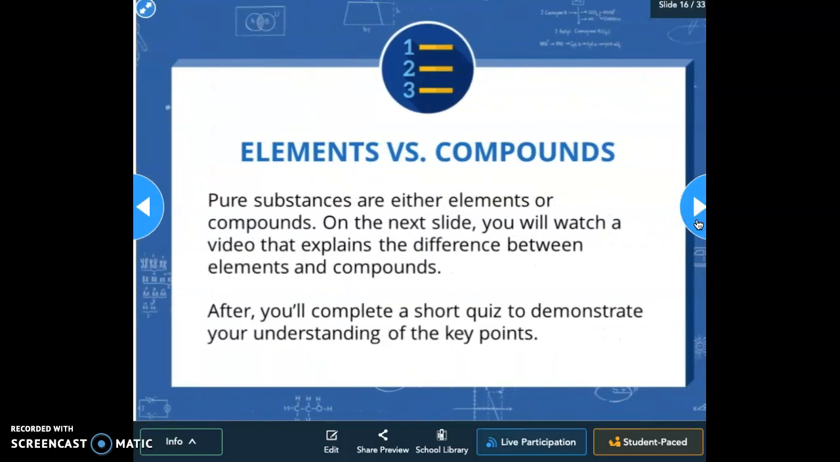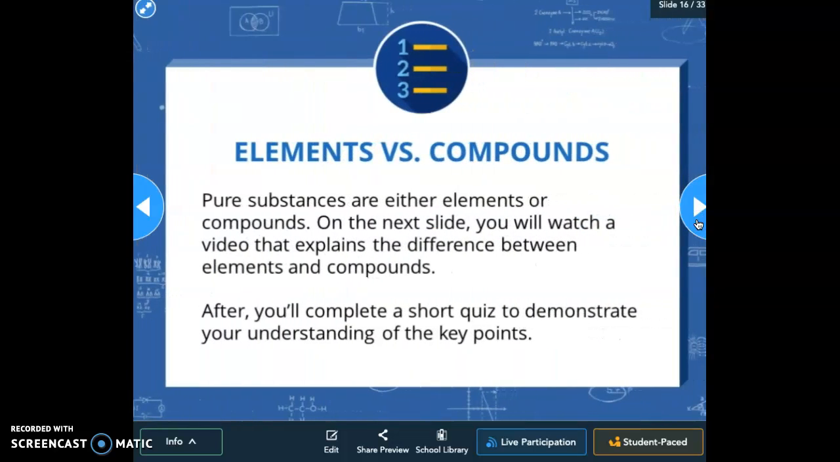Okay. Elements versus compounds. So pure substances are either elements or compounds. On the next slide, you will watch a video that explains the difference between elements and compounds. After you complete watching the video, you'll complete a short quiz to demonstrate your understanding of the key points. So it's very important to pay attention.